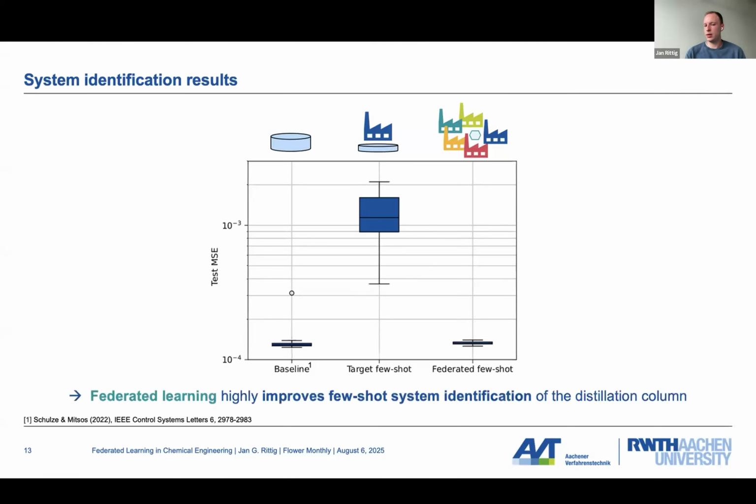So in this case, the federated learning highly improves the few-shot system identification of the distillation column, and is just highly promising in this case.